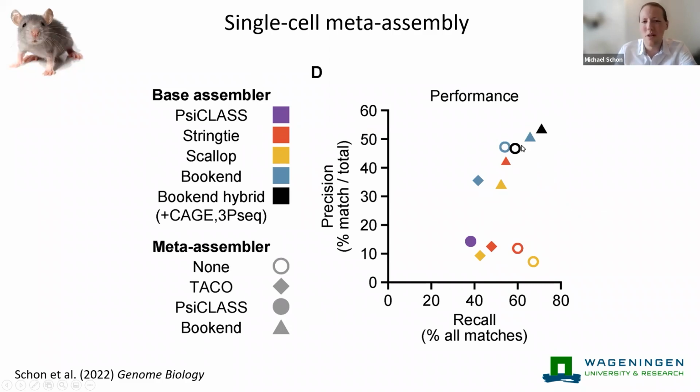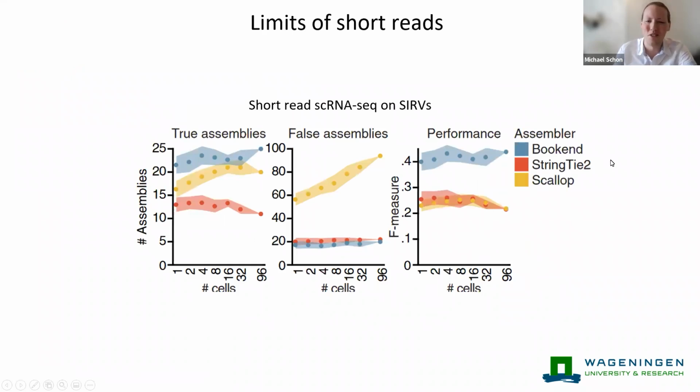But you may have noticed that this y-axis doesn't go to 100 and that there are fundamental limitations to short reads. So I was showing you that, yes, Bookend does assemble more true spike-in molecules and fewer false ones than other assemblers, but there are 69 molecules in this data set, and you'll see that there are almost as many false assemblies as true assemblies. And I think this really reflects a wall that you hit with short reads.